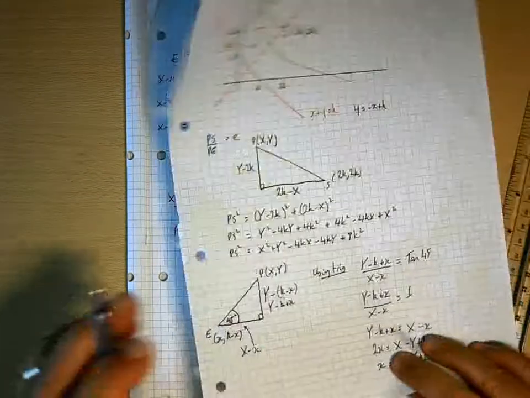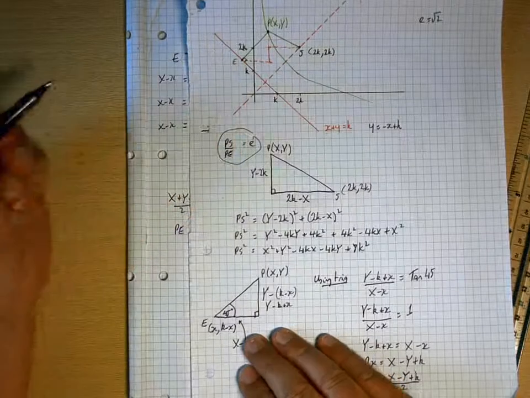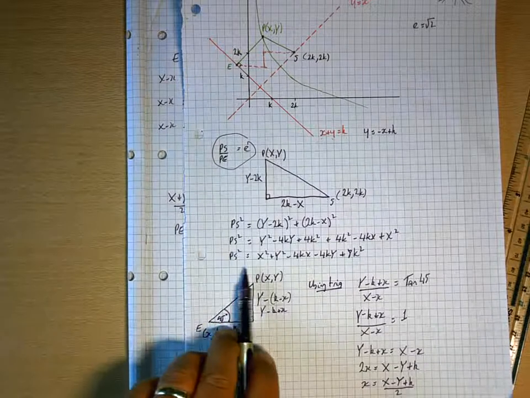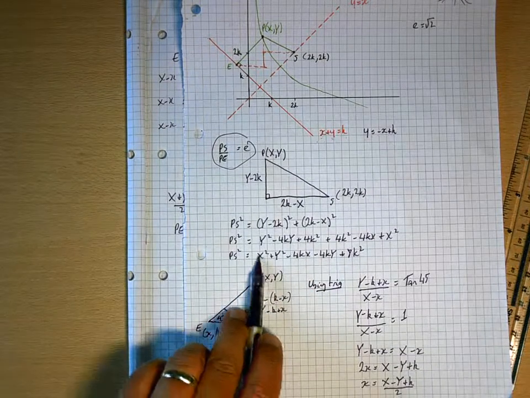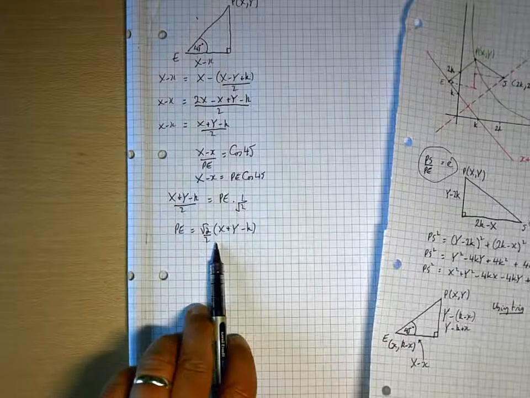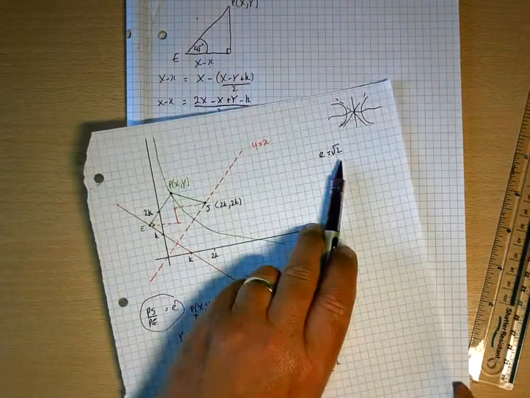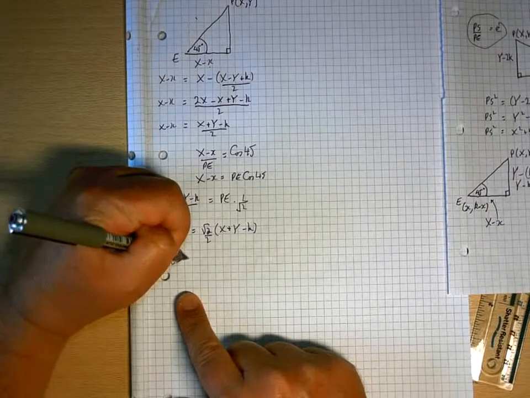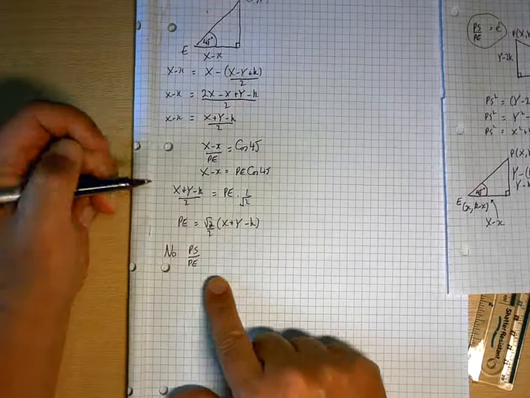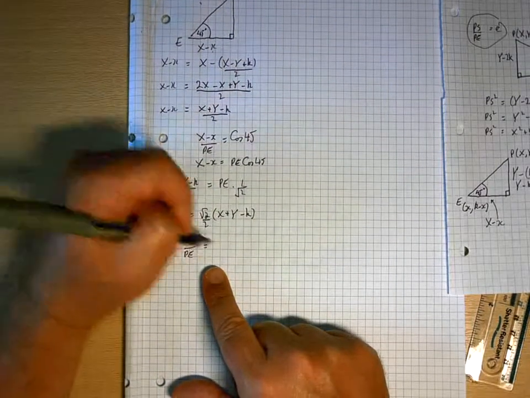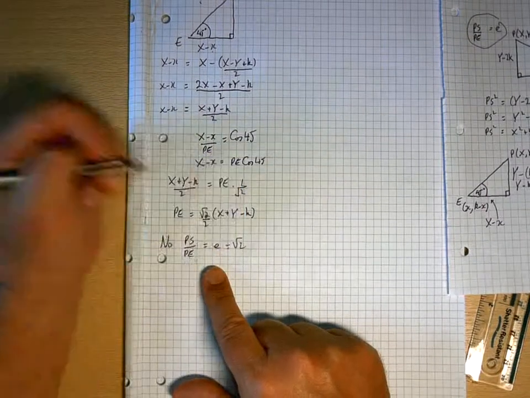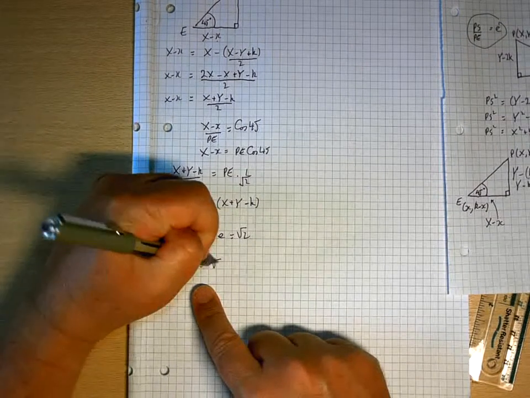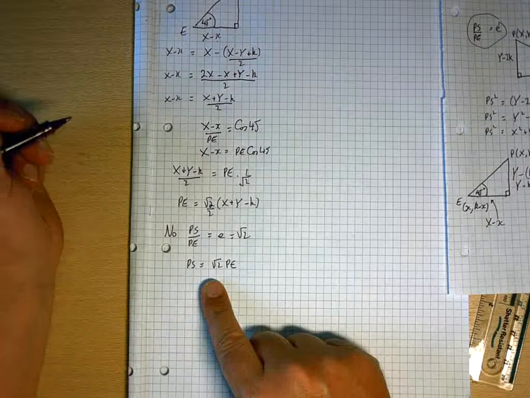Right, so let's go back to our original relationship. This was the locus definition of a hyperbola. PS, well, I got PS squared as that, over PE, which is that, equals E, and the question tells me E is root 2. So now PS over PE equals E equals root 2. PS equals root 2 PE.